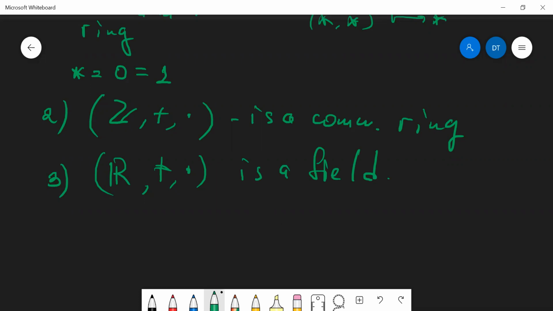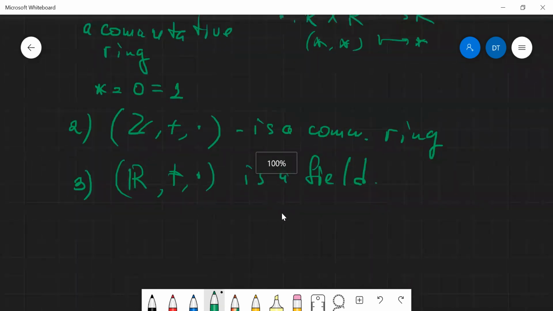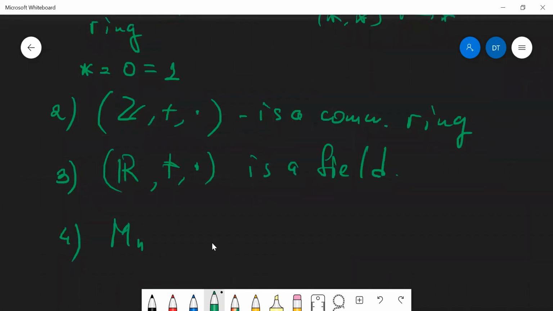Another interesting example is a ring of matrices. So, example number 4, we may take the ring of square matrices. We take square matrices of size n with usual addition and multiplication, and this is a ring. This is not a commutative ring, but this is just a ring.